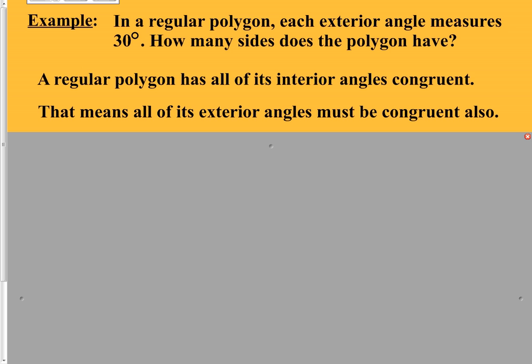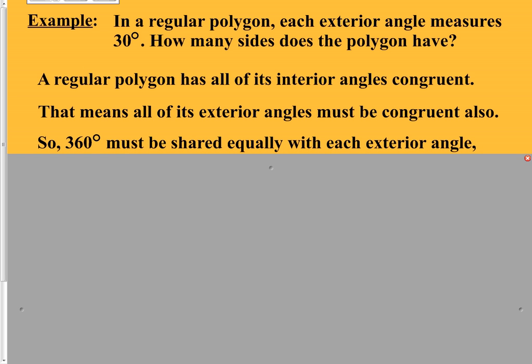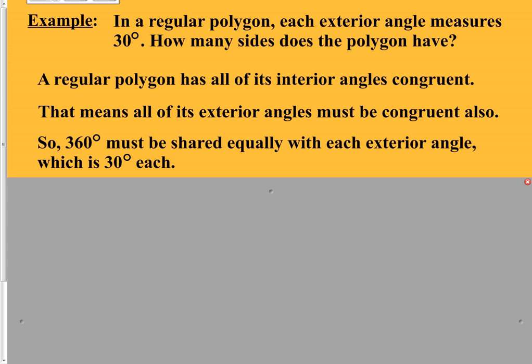If all the interior angles are congruent, then that is going to force all of the exterior angles to be congruent also. That's important because what do we know about the exterior angles of a polygon? The exterior angles of a polygon are going to add to 360 degrees. However many sides or angles there are, they're going to add to 360 degrees. And since all the angles are the same measurement, that 360 degrees must be shared equally with each of the exterior angles.